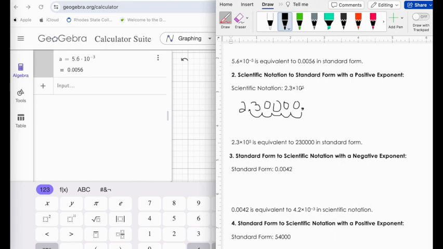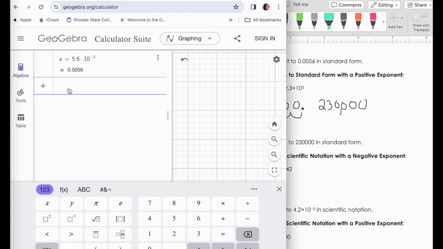So 2.3 times 10 to the 5th is the same thing as writing 230,000 in standard form. Okay, so let's put that in here and try it. So I'm going to put 2.3, hit the times button, and then do 10 to the power of, so I'm going to use this button down here, and then 5. So you can see when we calculate it on GeoGebra, we get the same thing.